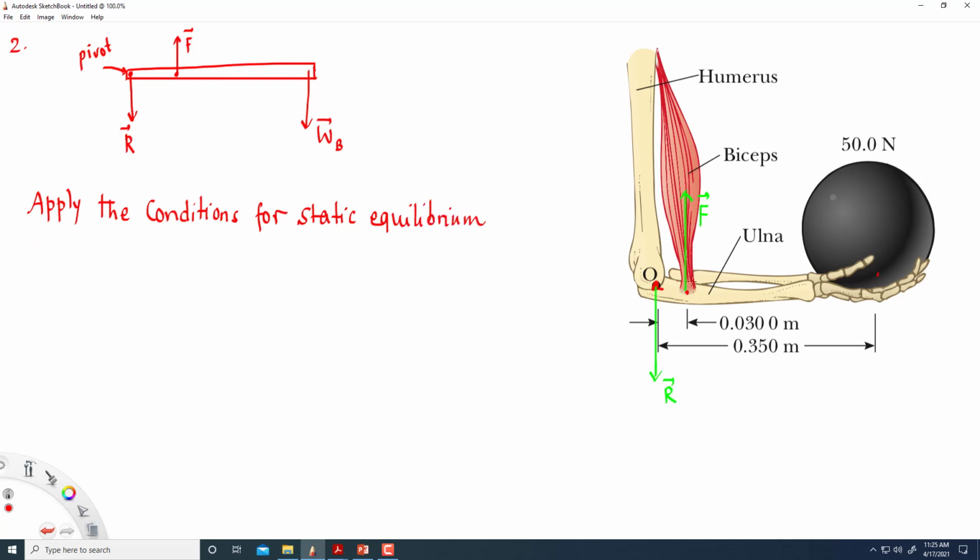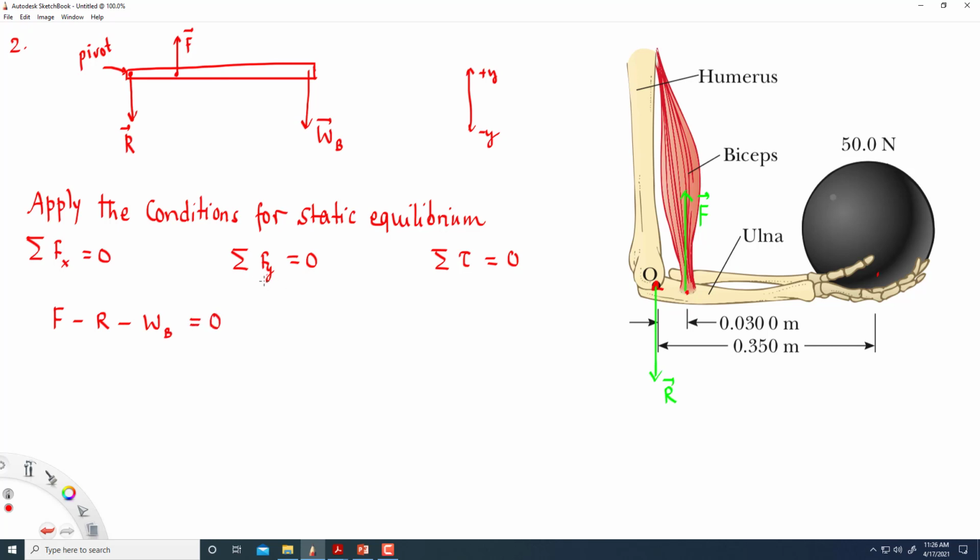There's no force in the x direction, so we don't need to worry about this condition, although I can write it right here, but it is not relevant. The second condition is the sum of Fy is 0. The third condition is the sum of torques is 0. So let's apply the second one, the sum of all the forces in the y direction. Consider up to be positive y and down to be negative y. So F is positive, R is negative, and WB is also negative, and that is equal to 0.